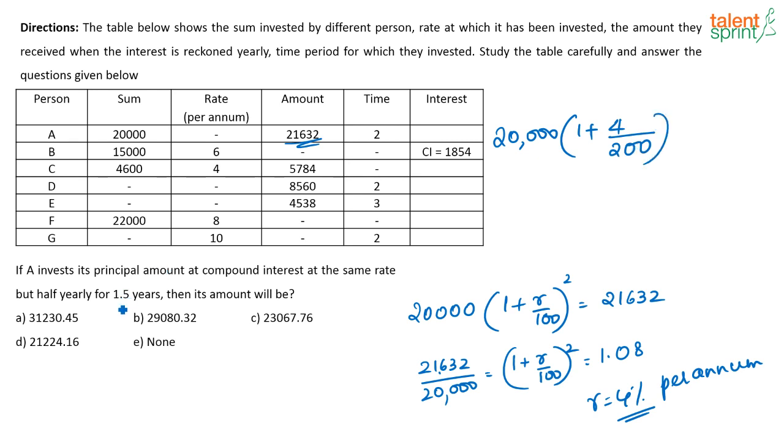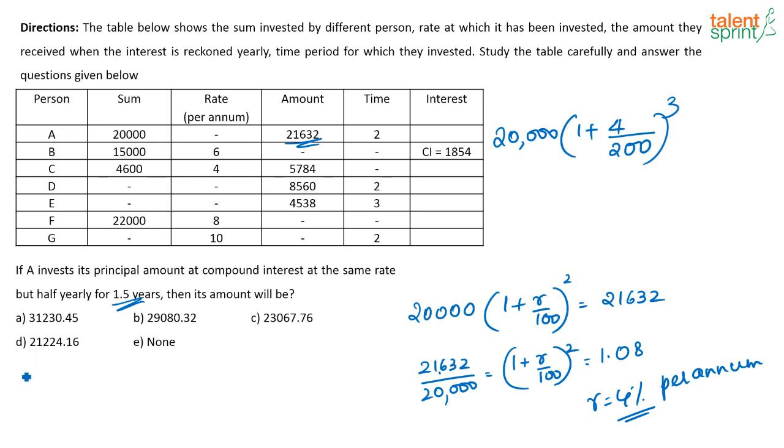And it is investing for 1.5 years. So 1.5 years means how many cycles? First half year, second half year and third half year, so here it will be 3. Correct? So just solve for this and that will be your answer: 20,000 into 1 plus 4 by 200 the whole cube. So I think roughly you will get the answer as around 21,200.